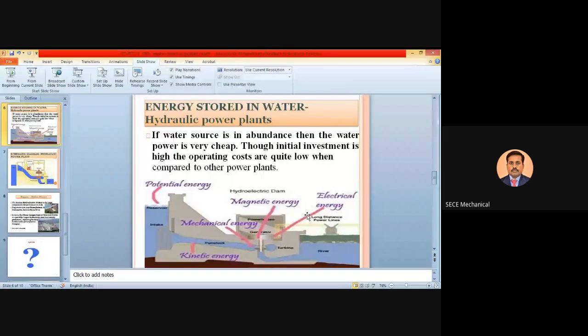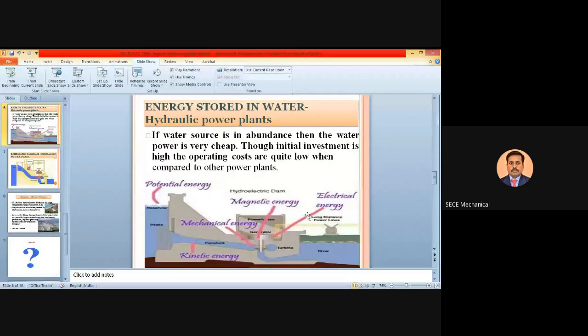Sometimes, if the rainfall is poor, then you cannot produce hydro power. So what I am trying to say is it is not suitable for all areas. It is only suitable wherever the water source is abundant. Then only you can plan the hydro power plant. So these are the basic drawbacks of the hydro power plant.